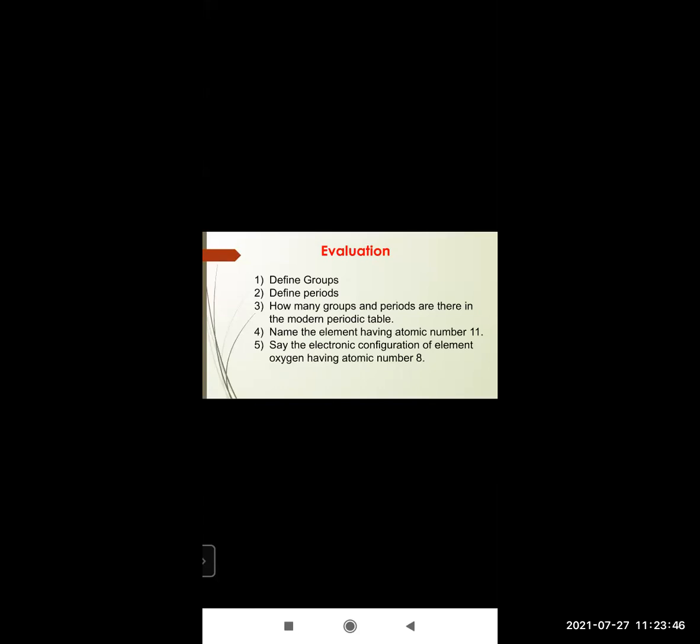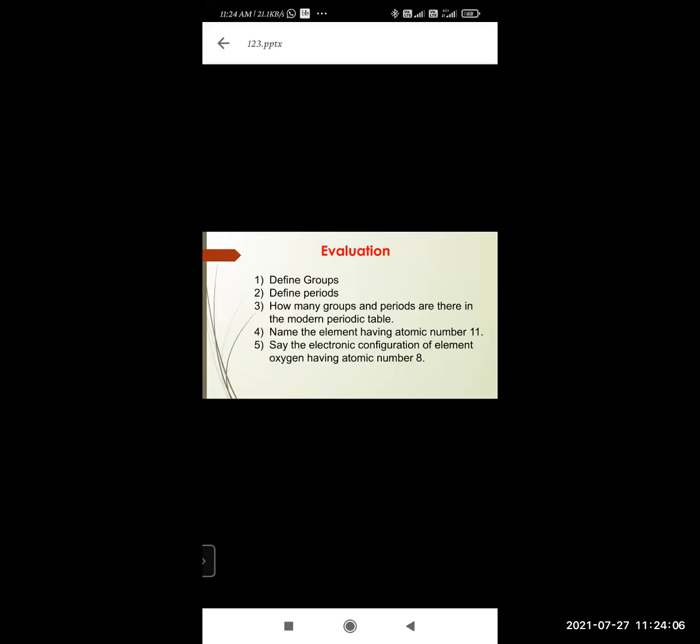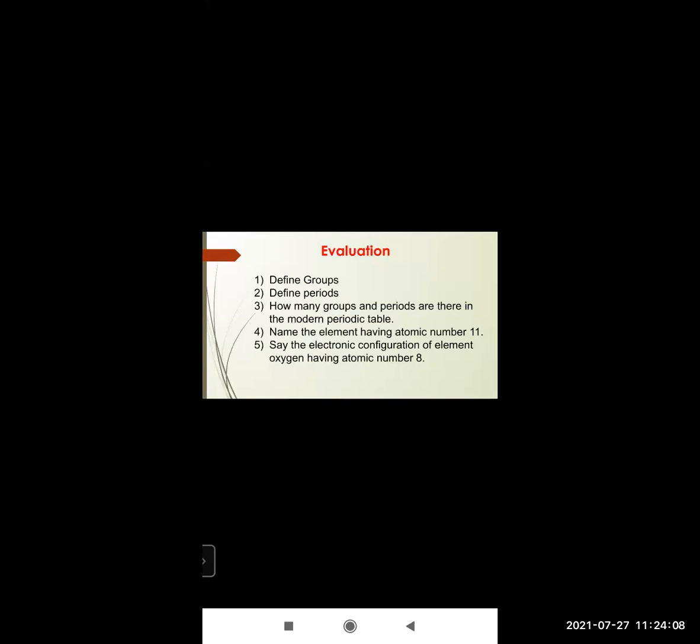So the first question is define groups. If any students, those who know the answer, only answer the first question, define groups. Those who know the answer, they can raise your hands. Define groups.